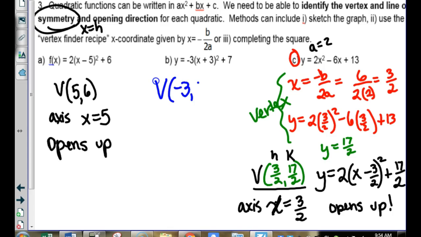Vertex is -3, 7. The axis of symmetry is x equals -3. Guys, it has to be an equation. If you just write -3 on a quiz, it's going to be wrong because it is a whole line, okay? It's not some single dot. And it opens down because of what?